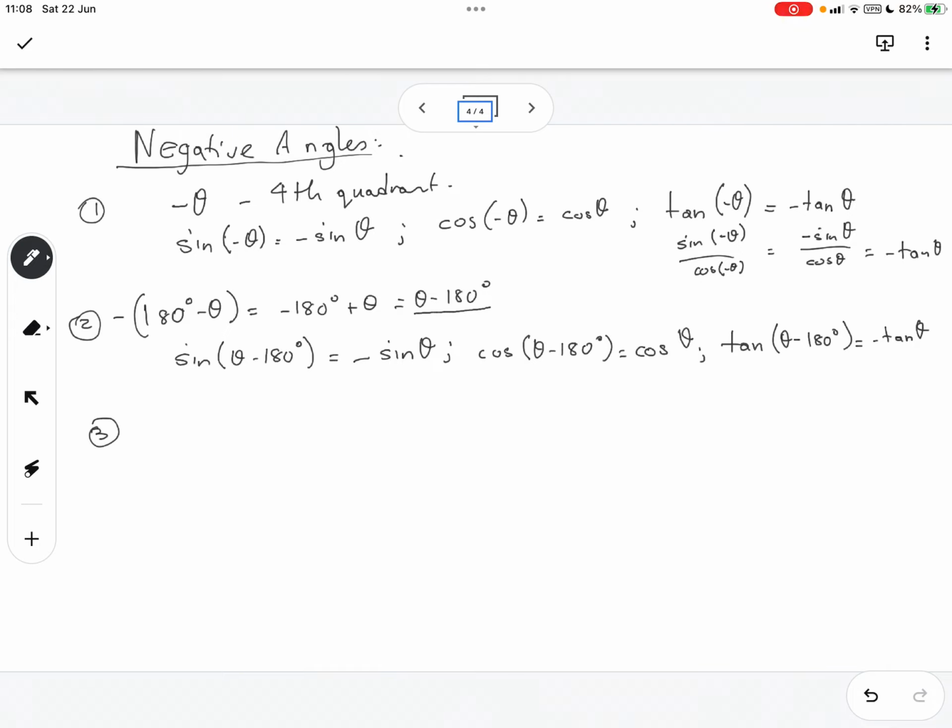Another angle, negative theta minus 180 degrees, and it's in the second quadrant. Hold up. I think I may have been misleading you here. Right, negative 180.